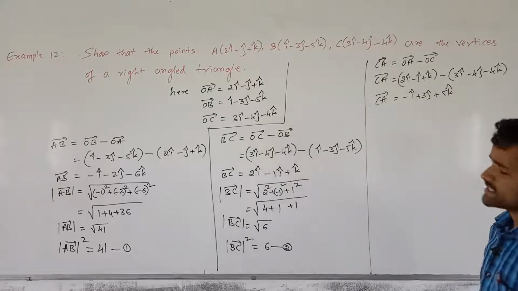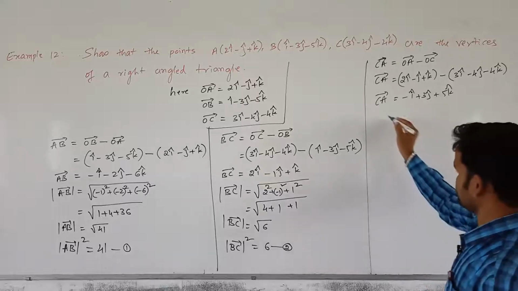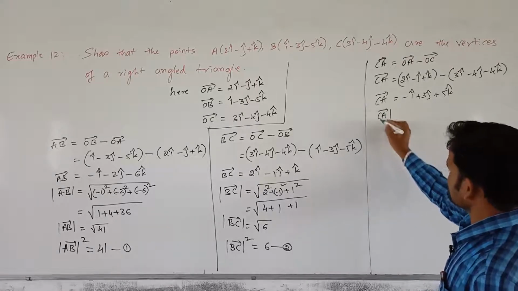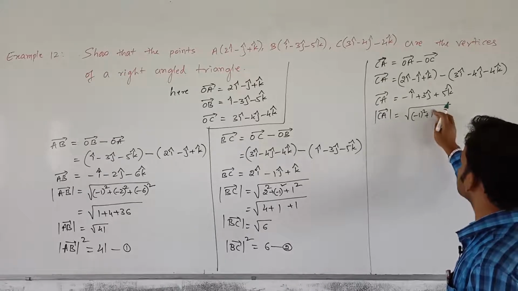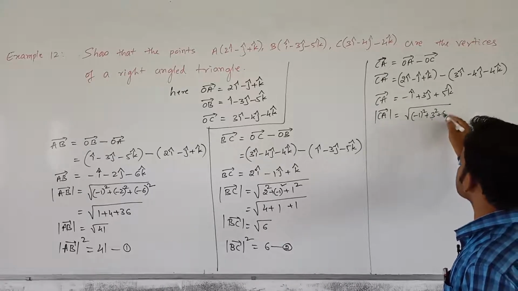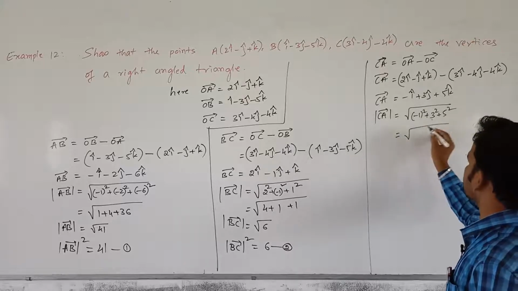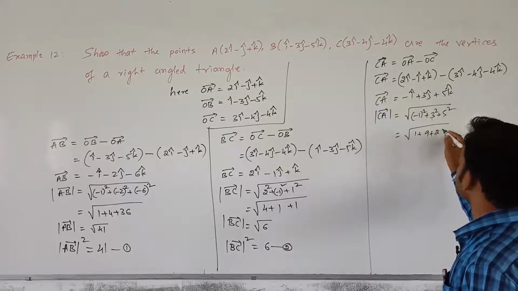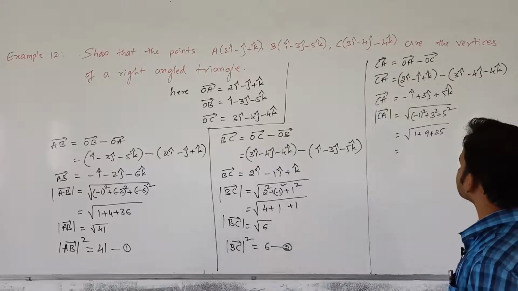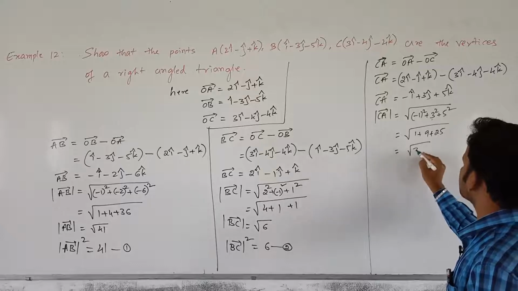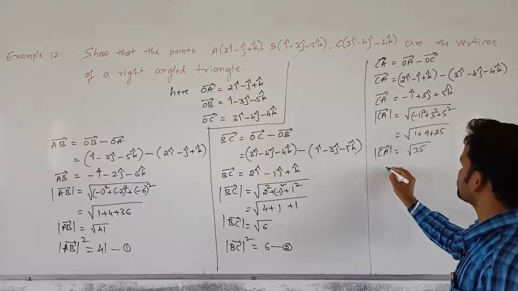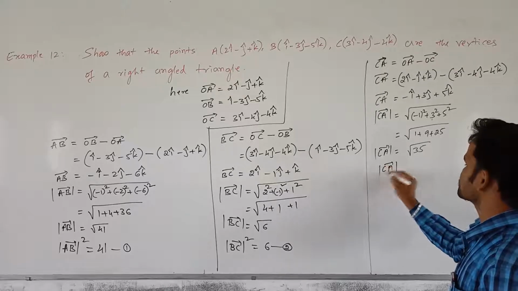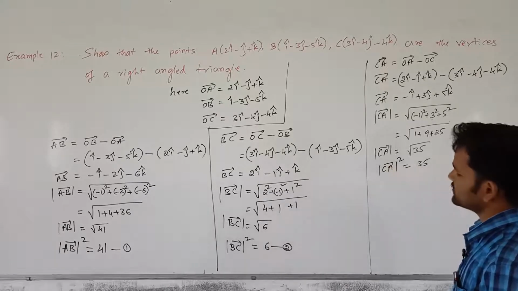Vector CA is equal to this. Now the magnitude of vector CA is the square root of minus 1 square plus 3 square plus 5 square, the square root of 1 plus 9 plus 25. How much is this? This is the square root of 35. Magnitude of vector CA is the square root of 35. Now CA square is 35.